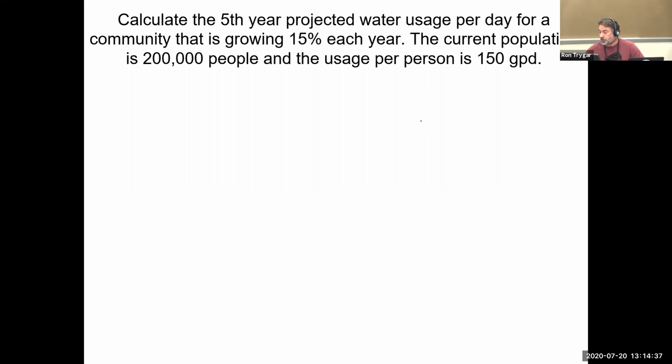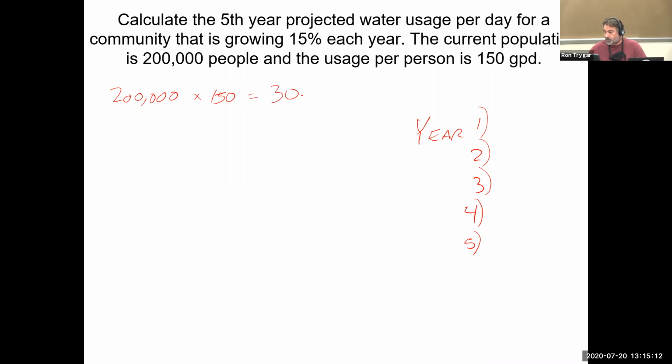So we know we've got to do a bunch of years here, so I'm going to put year 1, 2, 3, 4, and 5. We're going to go like this, and we're going to fill in each one. And we know that the current population is 200,000. So we have 200,000 people times 150 gallons per day per person. So 200,000 times 150 gallons per person per day, I'm coming up with 30 million gallons per day from my water plant.